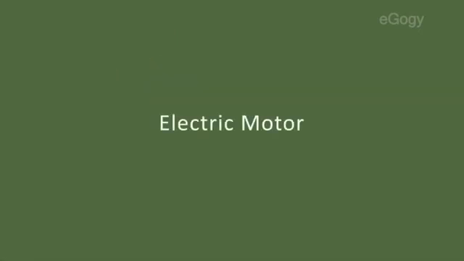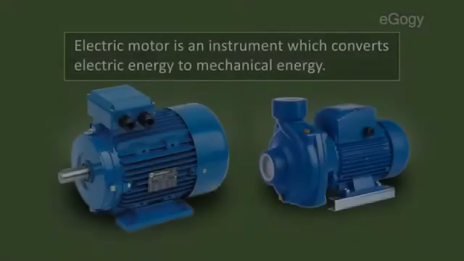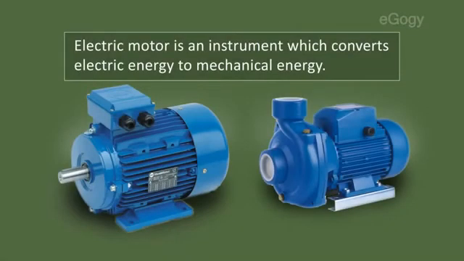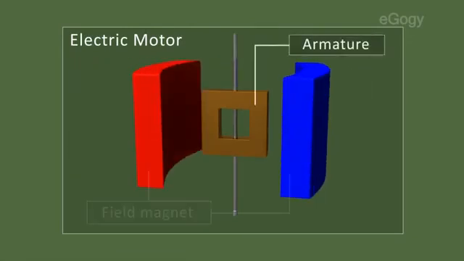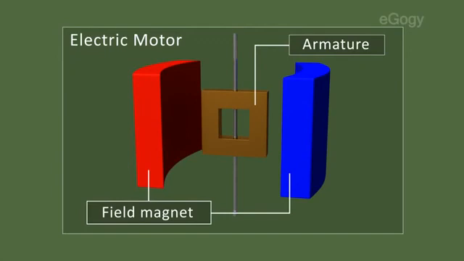Electric motor. An electric motor is an instrument which converts electric energy to mechanical energy. Here we can see the opposite process of the electric generator. The main parts of an electric motor are an armature coil and a field magnet.